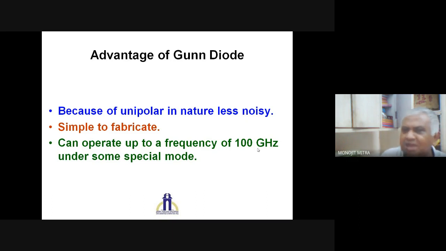But here only one type of charge, like when you go to FET, the same thing you will see. FET is also a very low noise device. And it is simple to fabricate: only n layer and then on the two sides n plus and then metallize, and it can operate up to a frequency of 100 gigahertz. That is not an advantage, but anyhow, if you compare with a tunnel diode, it is an advantage.